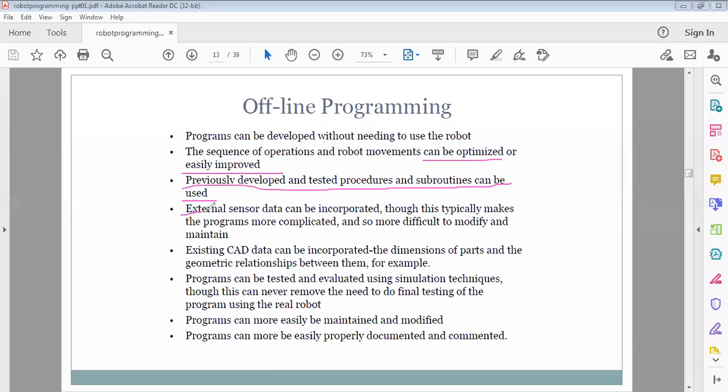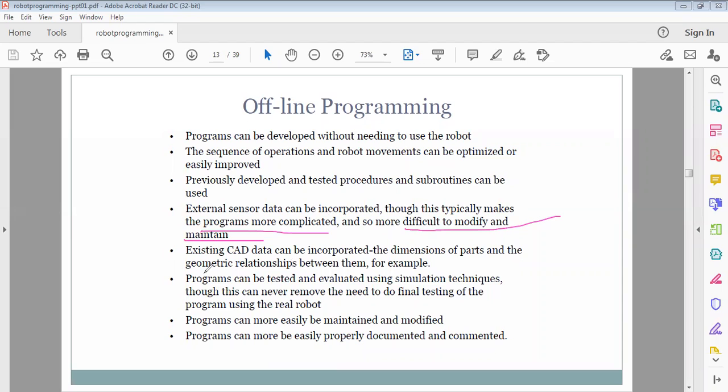External sensor data can be easily incorporated in the program. Through this, the programs can become more complicated, and so more difficult to modify and maintain. We can write complicated programs, and we can also modify complicated programs.